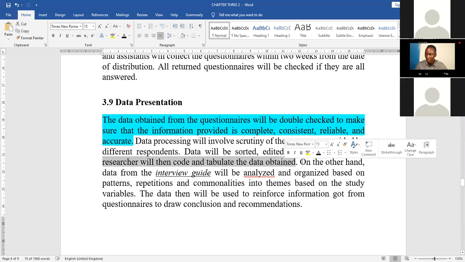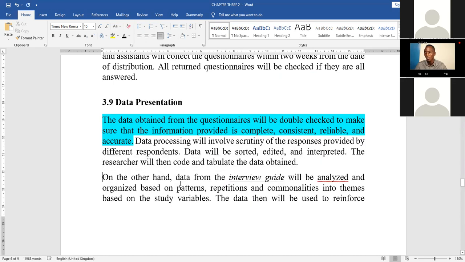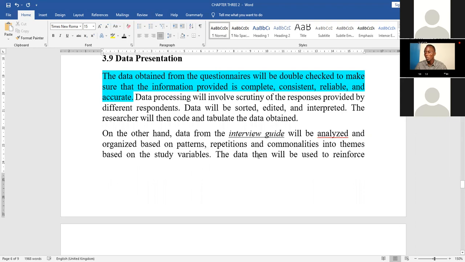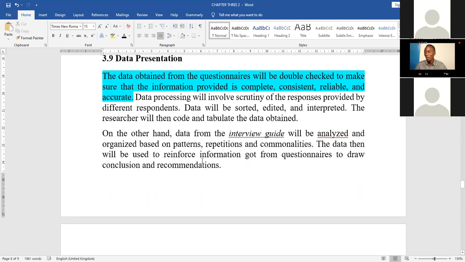On the other hand, the data from the interview guide will be analyzed and organized based on the patterns, repetitions, and commonalities. And then the data will be used to reinforce the information got from the questionnaires to draw conclusions and recommendations.